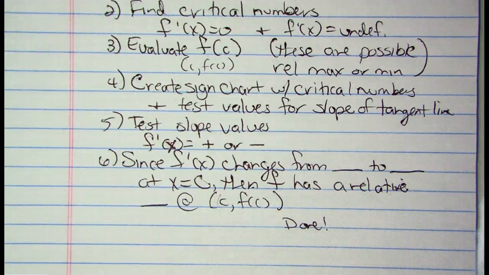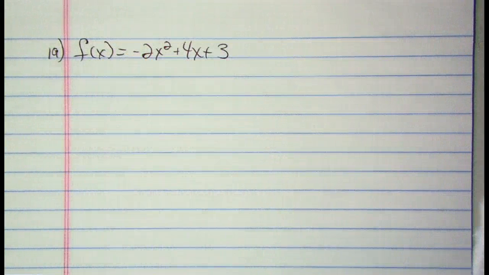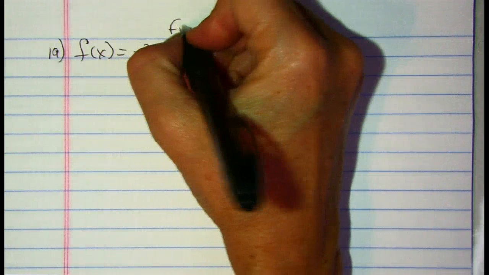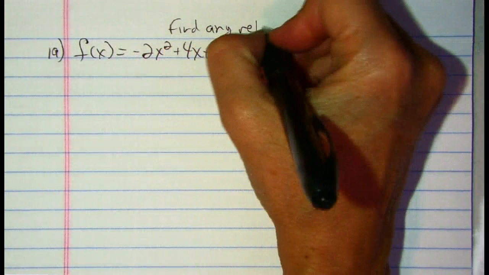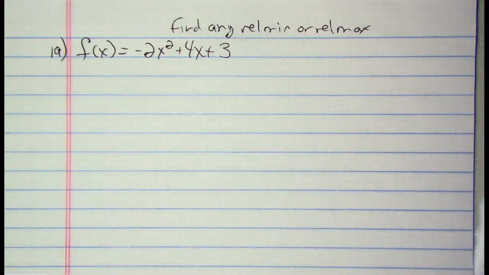Done. So let's do a problem. I'm going to do 2 problems. First one I'm going to do is number 19. Here's my original function, and I want to use the first derivative test to find any relative mins or relative maxes, not the absolutes, relative.